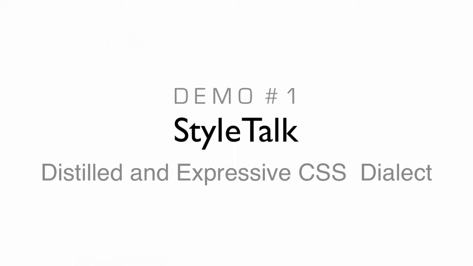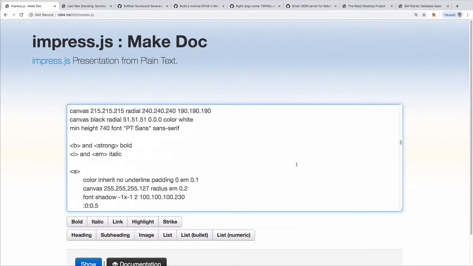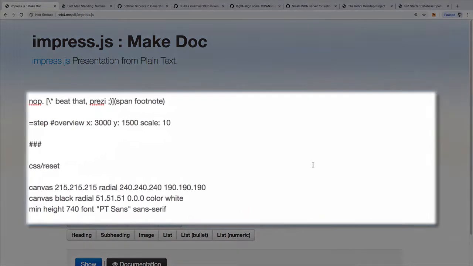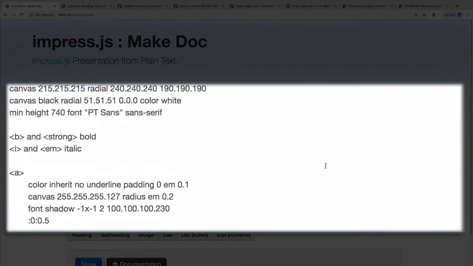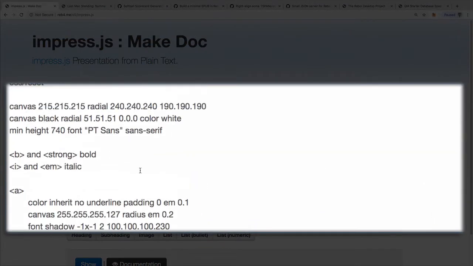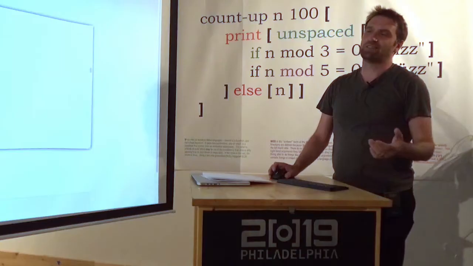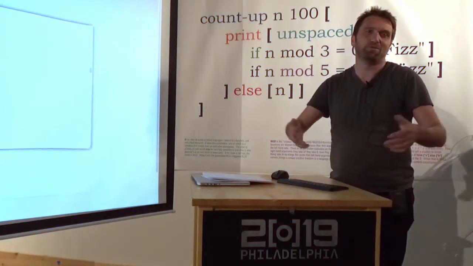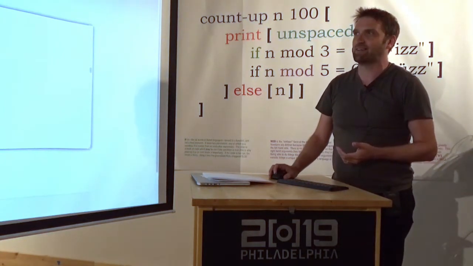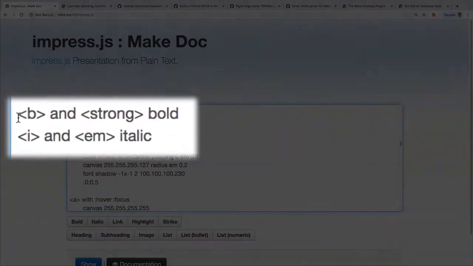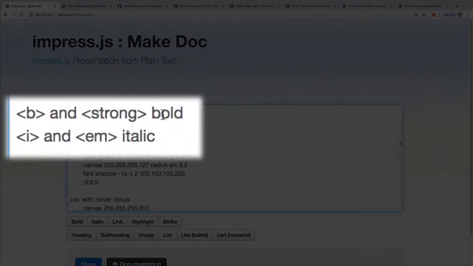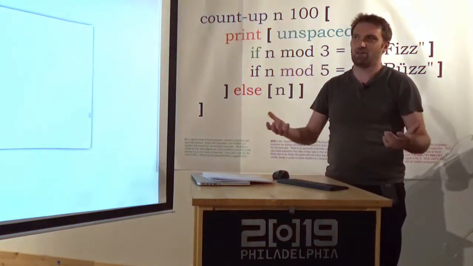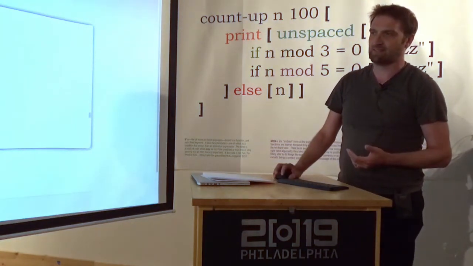StyleTalk is a reimagining of CSS in Rebol. I have no delimiters. Everything is just values, no blocks. Just strip out the descriptors. So instead of saying font weight bold, I just say bold, because bold is bold regardless of the context. Tag B, strong, is bold. This is just a dialect that sits on top and kind of compiles to CSS.